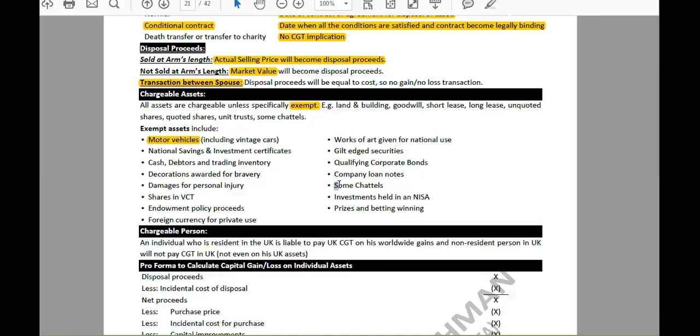Some chattels. There is a complete topic on the chattels. I'm leaving it for a while now. So you can say some chattels are included in the taxable category in the above paragraph as well. So there are a few taxable assets. There are a few examples of the taxable assets. These are the examples of exempt assets. So we will cover chattels in detail when we cover the topic of the chattels. A few chattels are exempt and a few chattels are taxable.